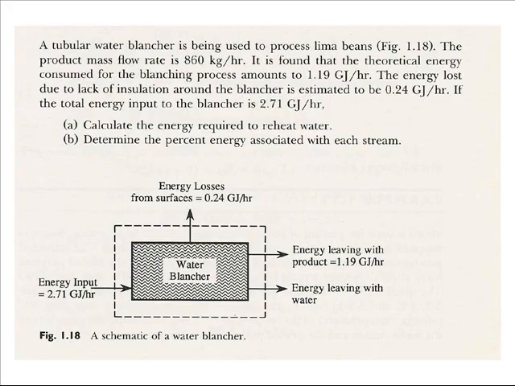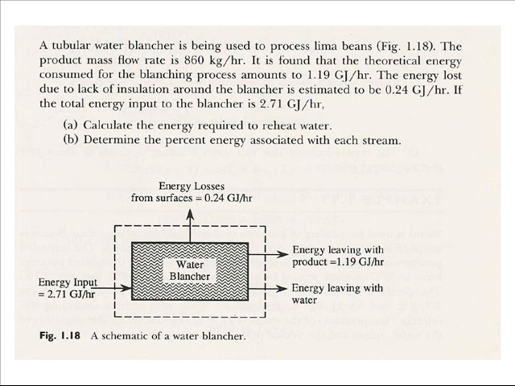Here on this slide, we have a diagram of the system, and we also have shown the inputs, the losses, and the energy that's leaving. Essentially, what you see at the bottom of the page is the schematic of the water blancher. The water blancher is the small box that you see on the inside of the dashed box. The dashed box actually is the system boundary.